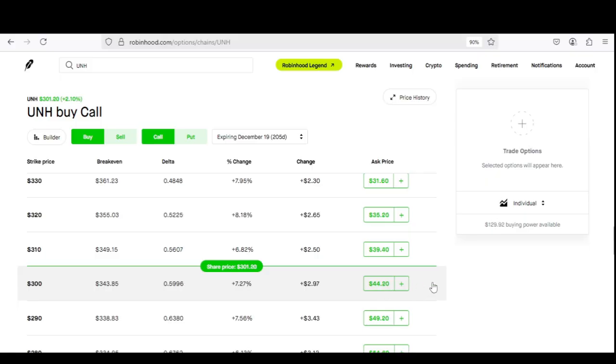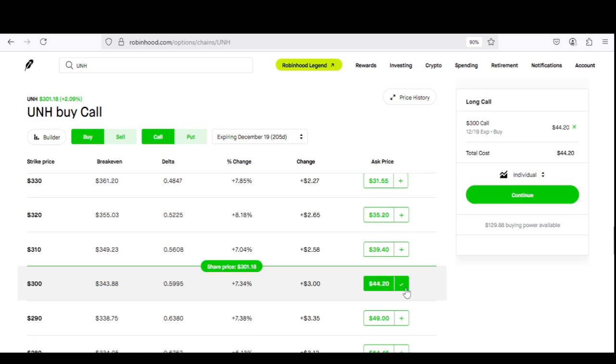Now, $44 is options terminology. In the real world, that's going to translate to $4,400. And that's simply because each option contract contains 100 shares. So you multiply your $44 by 100 shares, and that's going to give you $4,400. So that's what you have to pay in order to get this stock in your portfolio.